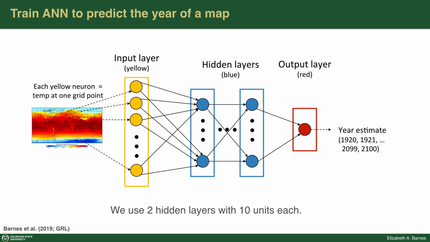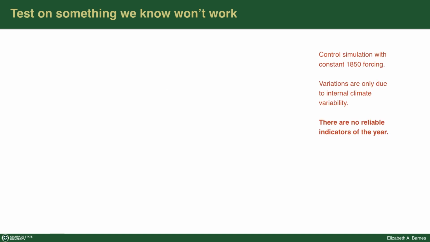And for those of you familiar with neural networks, we use a rather shallow network with only 2 hidden layers of 10 units each. So before I show you our big results, I'm first going to test on something we know won't work. Specifically, we're going to take a control simulation with constant 1850 forcing. So this is a climate model.